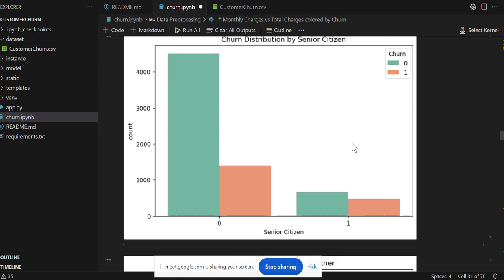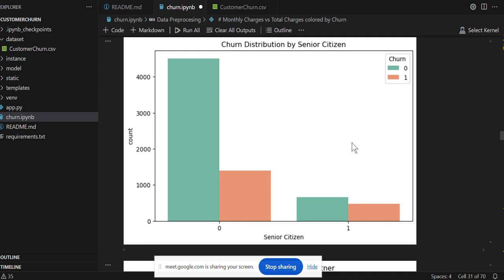So this is churn distribution by senior citizen, right? For senior citizen, we have two classes, which is yes or no. So when you look at churn, 0 and 1, I think 0 is no churn and 1 is churn. If you look at the class of 0 with respect to the citizen class, the citizen class also has two distributions, which is 0 and 1.